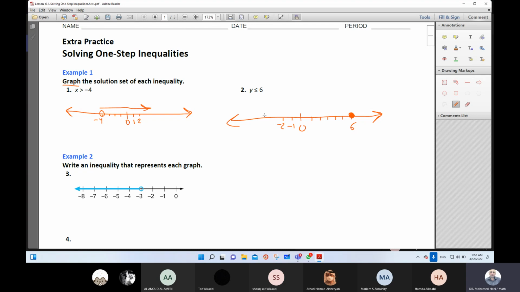Then the direction. The values of y less than and equal. Start from 6 and less than 6. Less than 6 means 5, 4, 3, 2, 1, 0, minus 1, minus 2, etc. Means the direction to the negative side. Okay, who has any question about this idea? Okay.